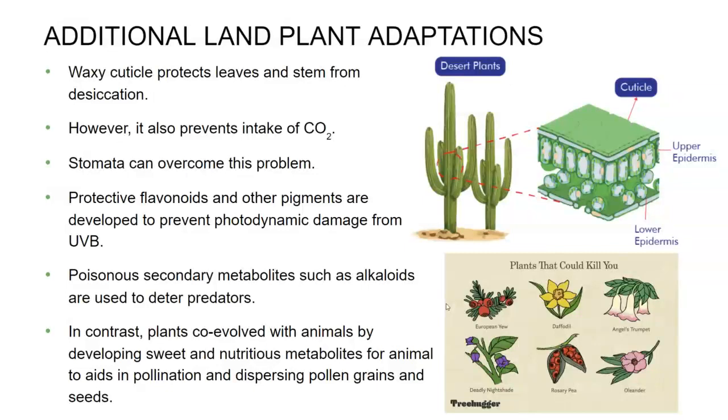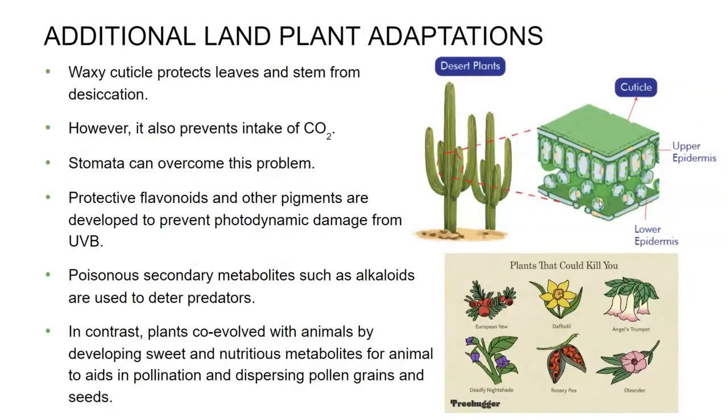But the waxy cuticle is not permeable to gases, so they had to have another adaptation to allow the plant to do gas exchange. And so we have these little pores at the bottom called stoma, and that allows carbon dioxide to get inside and allow photosynthesis to take place because plants need CO2 for photosynthesis. They also can produce different pigments and flavors.